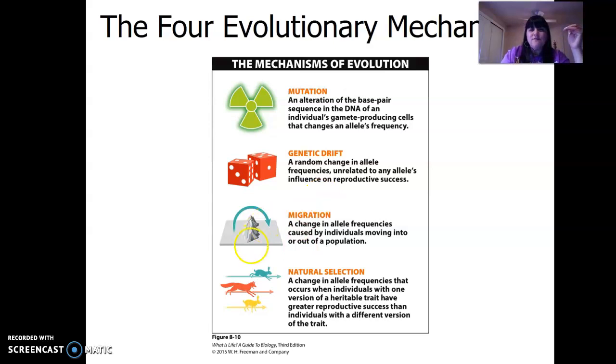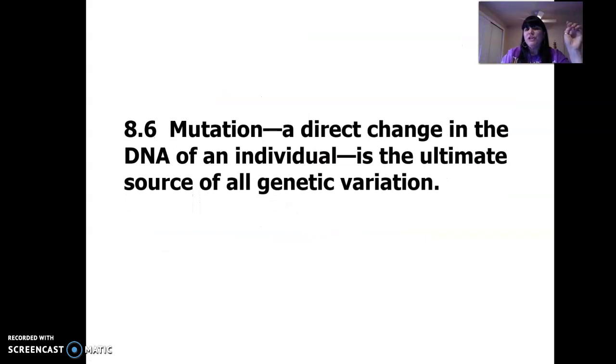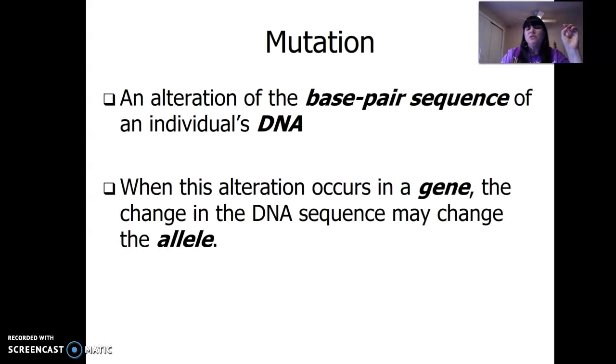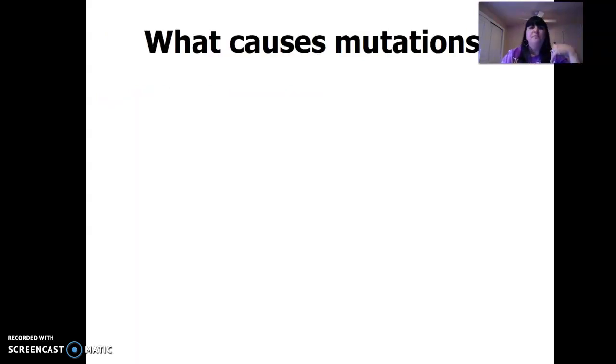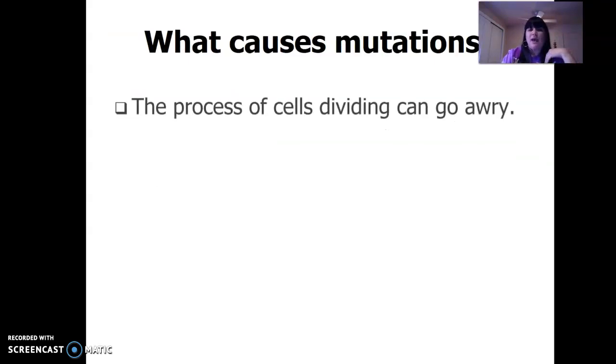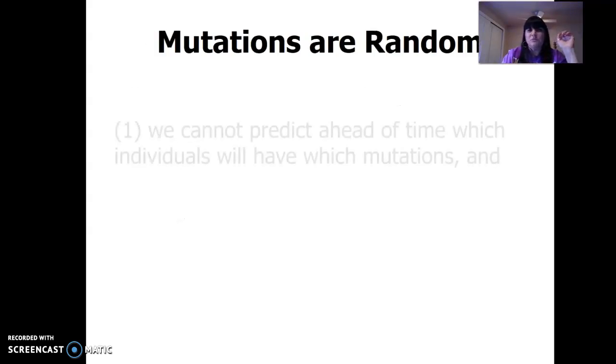So for the rest of this lecture, we're going to look at each source. Okay, so mutations. A direct change in the DNA, the ultimate source of genetic variation. So how can that happen? We talked about genes and alleles, which are inherited, somatic or reproductive. Reproductive, right? Because that's passed on. What causes mutations? We talked about that, right? If cell division issues happen, environmental factors, radiation, chemicals, it can cause mutations.